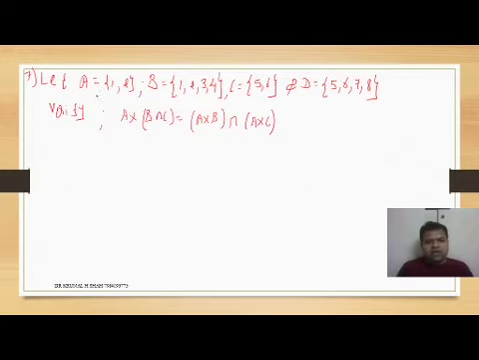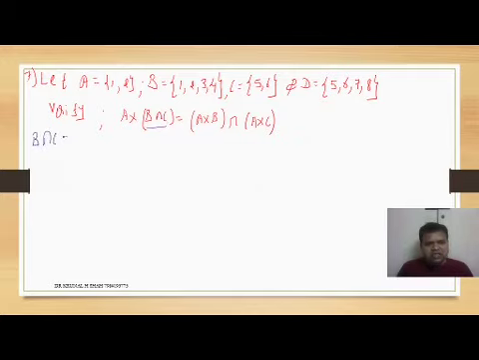Next one. Let A equal {1, 2}, B equal {1, 2, 3, 4}, C equal {5, 6}, and D equal {5, 6, 7, 8}. Then verify A cross (B intersection C) equals (A cross B) intersection (A cross C). So first, whatever things we need, I'm going to find them: I need B intersection C, I need A cross B, I need A cross C. So first of all, I'm finding these things.